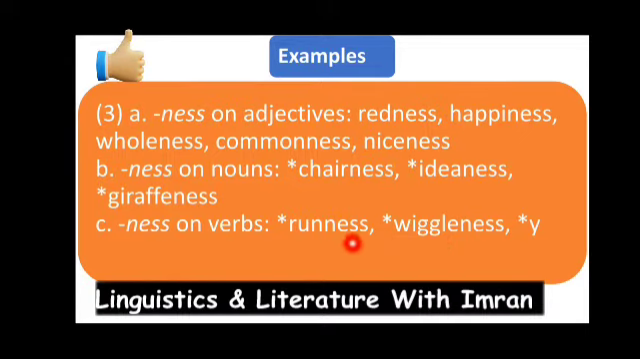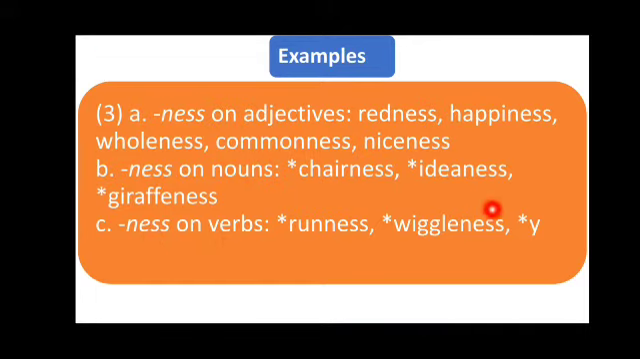Where do these rules come from? These rules come from the native speaker of English. We listen to them, we pay attention, and then we form rules, right? Because we here in Pakistan are not native speakers of English. So according to the rules, we can add "ness" on adjectives to make nouns, but we cannot add "ness" on nouns or on verbs, right? So this is a rule we have to follow.